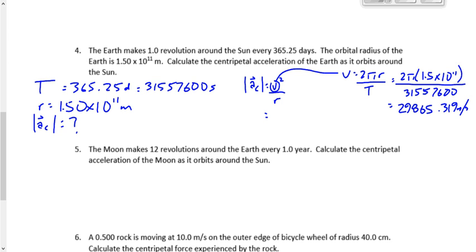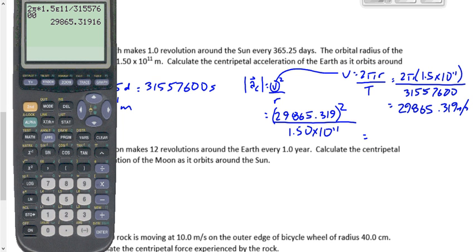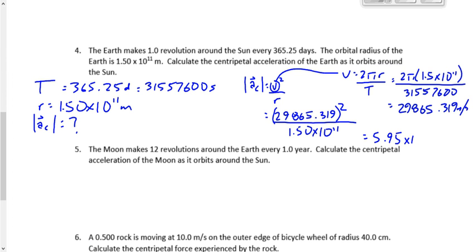Let's sub that number in now. 29,865.319. Square that. And now divide that by r. We get 1.50 times 10 to the 11. Let's see what we get here now. I predicted a small number, but let's see. Let's square this number for speed. Divide it by 1.5 times 10 to the 11. And we get, sure enough, 5.95 times 10 to the negative 3. So yeah, sure enough, that's a small acceleration.